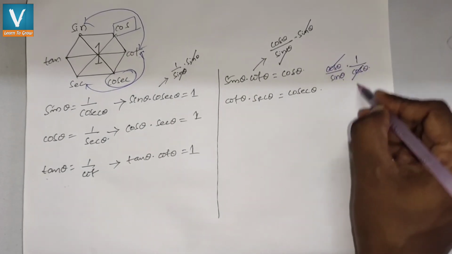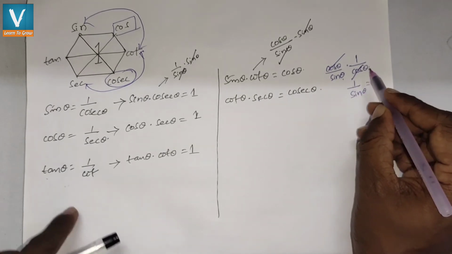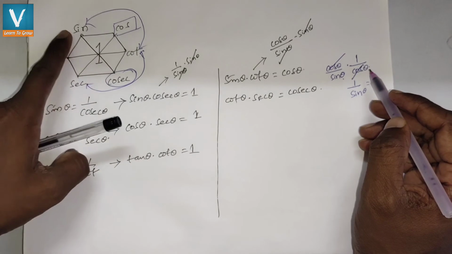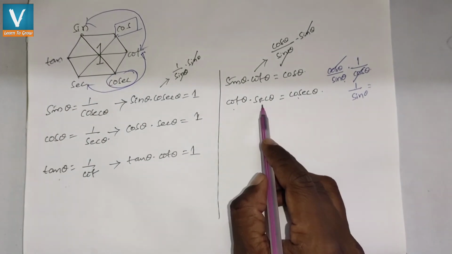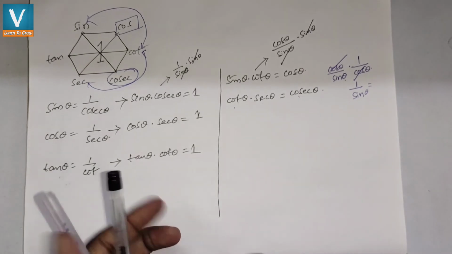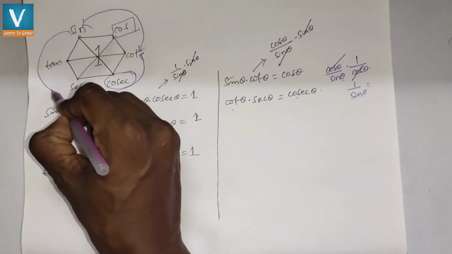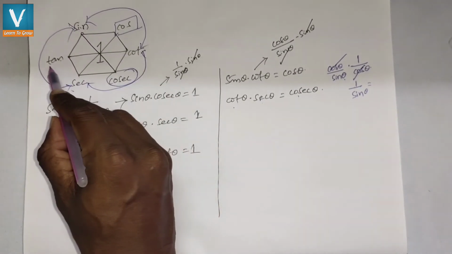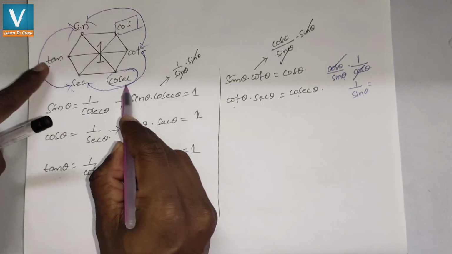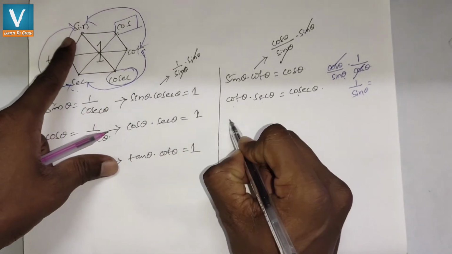Sin. Sin means, what is the numerator here? 1. Nothing but 1 by sin we got. We know 1 by sin indicates cosec. So cot theta into sec theta is equal to cosecant theta. And the third one, what can we say about this one? These two I am indicating now: sin and sec. What's the answer? Tan. If you take tan and cos, what's the answer? Sec. Is it okay?